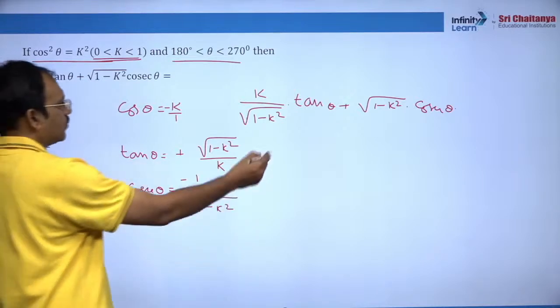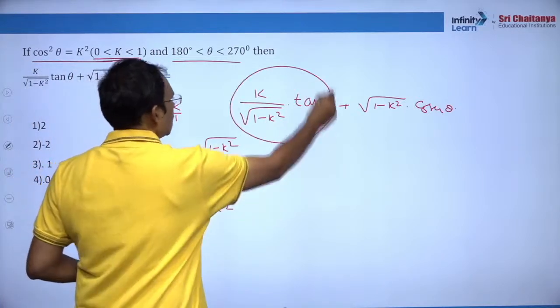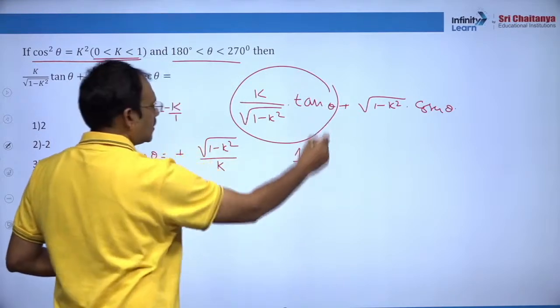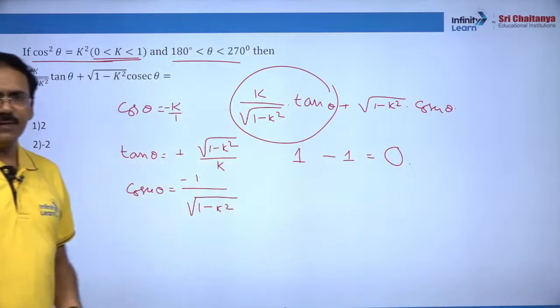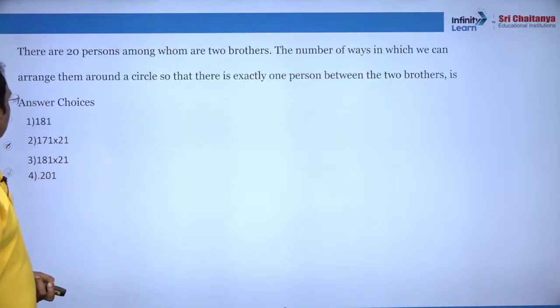These values you substitute here, my dear friends, this becomes 1 and this becomes minus 1. The final answer would be 0, my dear friends, just a matter of simplification.